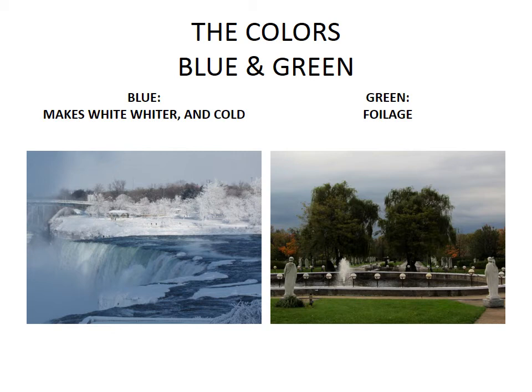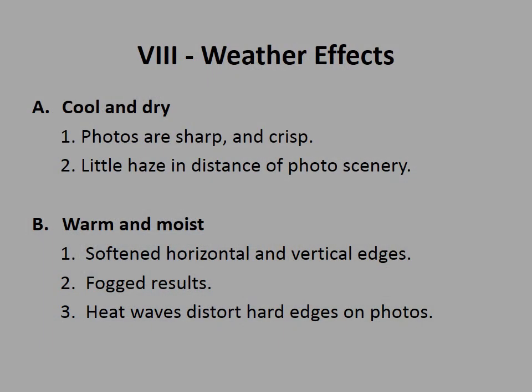Weather effects. Cool and dry: photos are sharp and crisp, with little haze in the distance of photo scenery. And warm and moist, the opposite, leads to softer edges. Fog results, and heat waves distort hard edges on photos and soften horizontal and vertical edges.